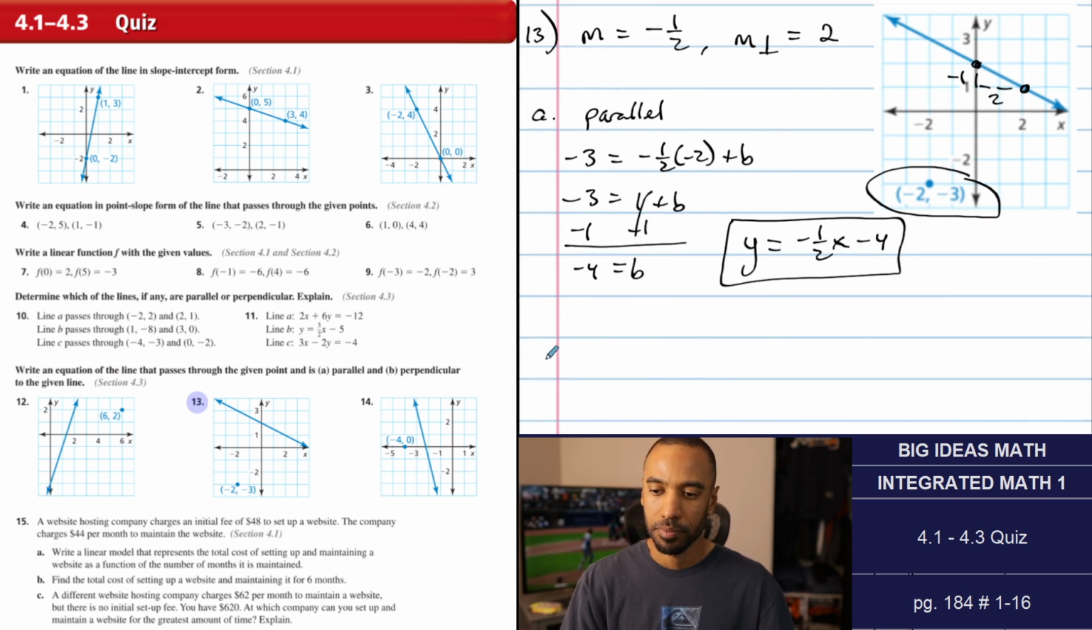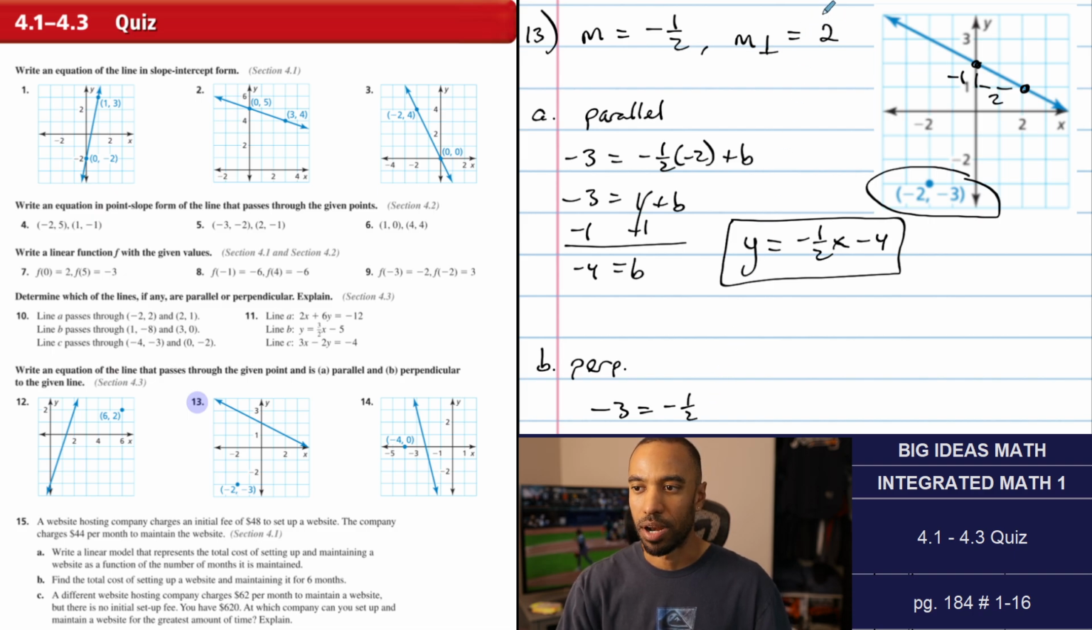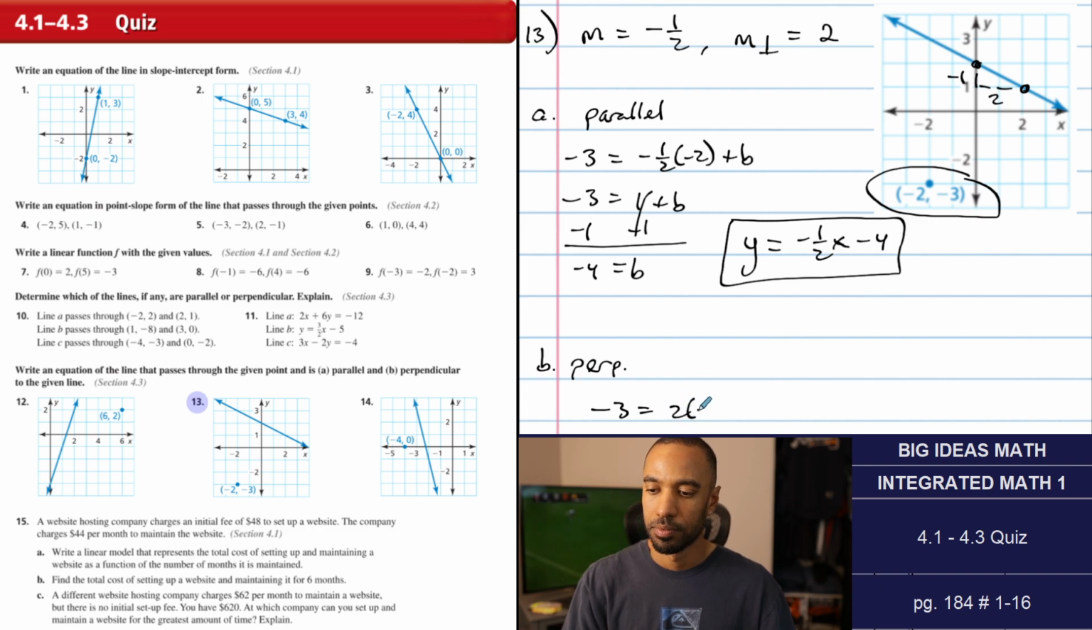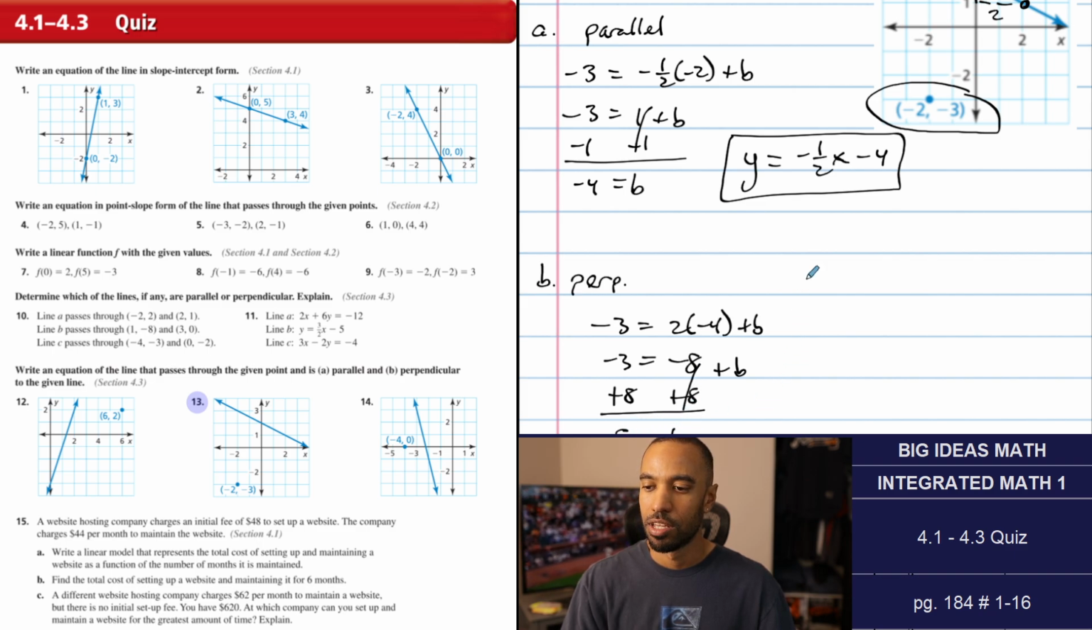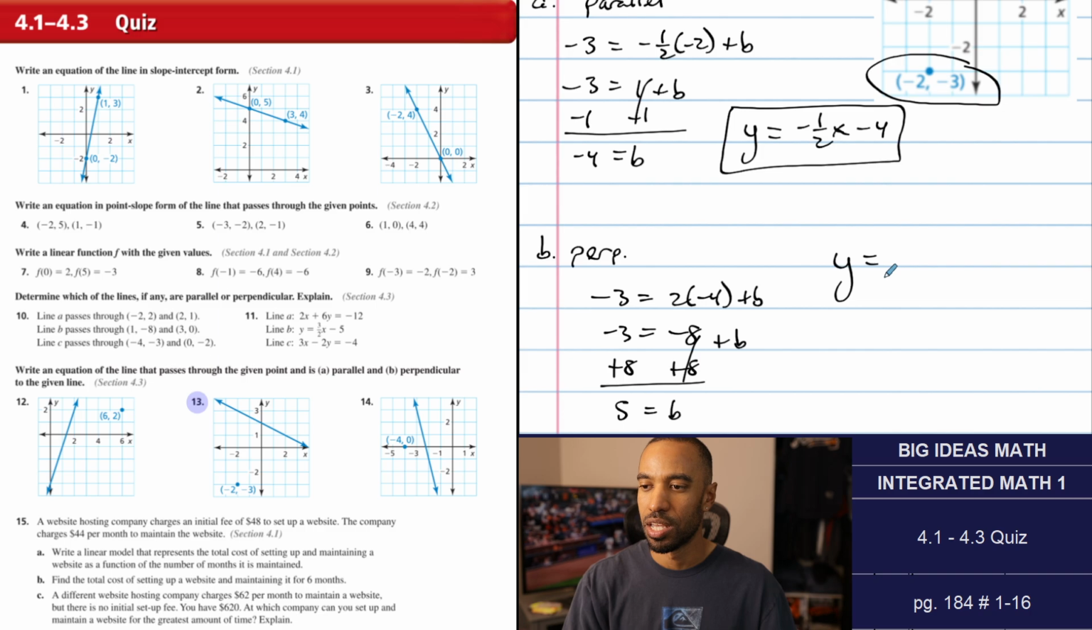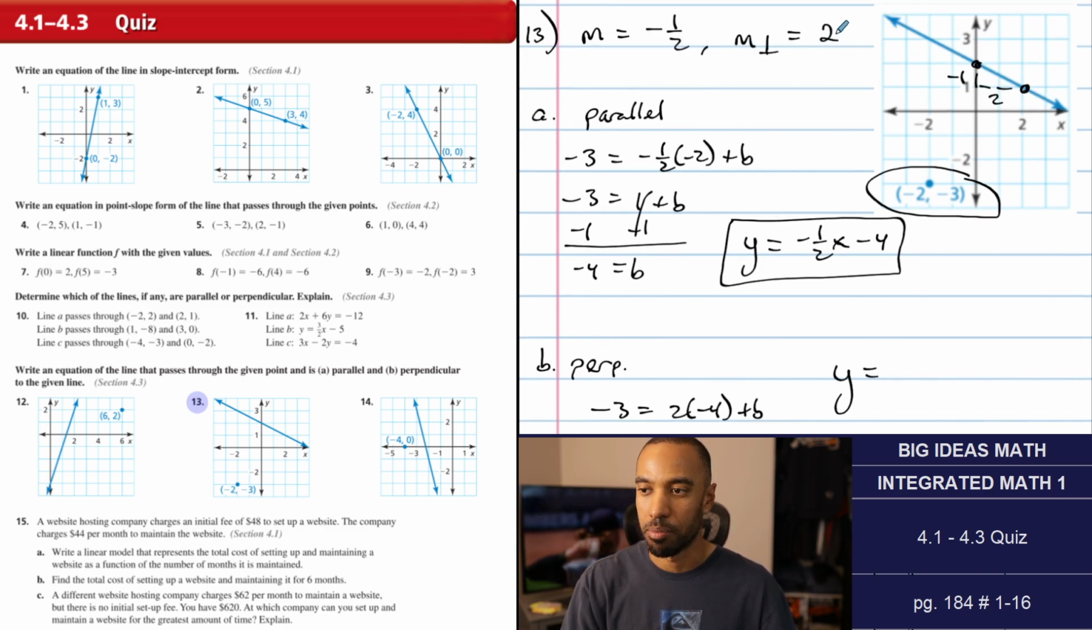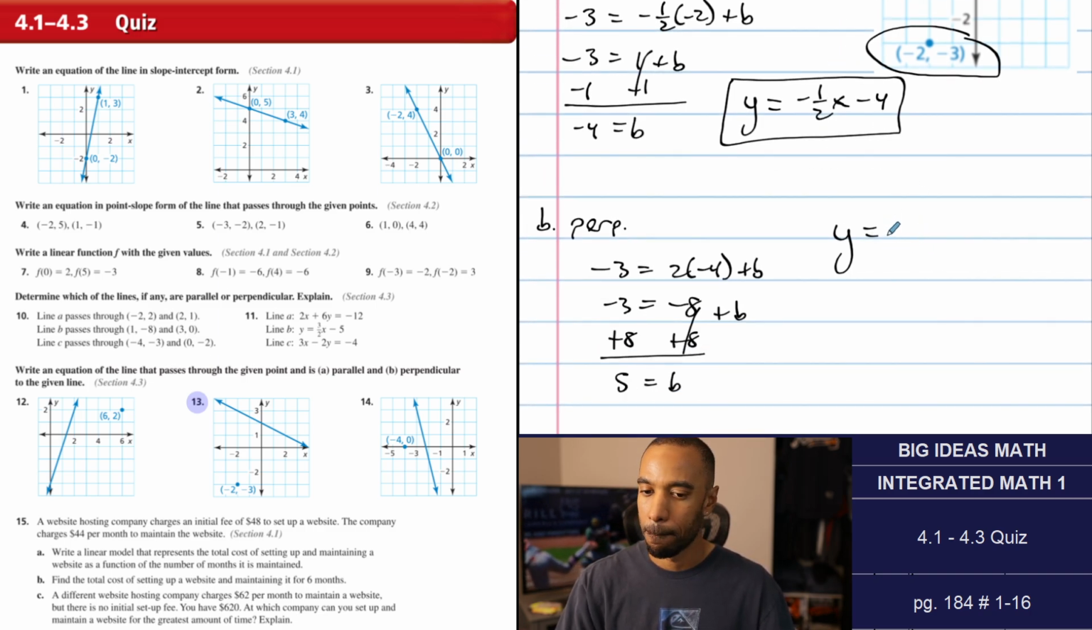For part B, on perpendicular, or perp, we have negative 3 again equals, not negative 1/2, now it's 2, 2 times negative 2 plus b, that's negative 8, and that's negative 3, and we add 8 to both sides, and we get a b value of 5. So this will be the equation y equals positive, I keep forgetting, positive 2x plus 5.